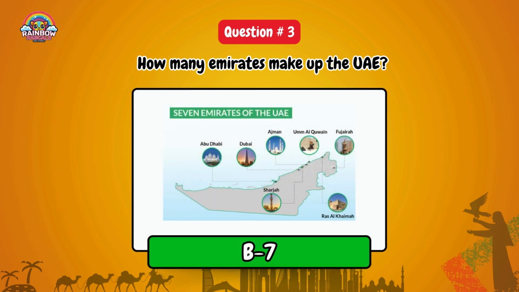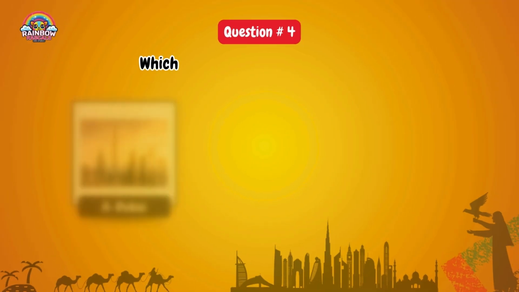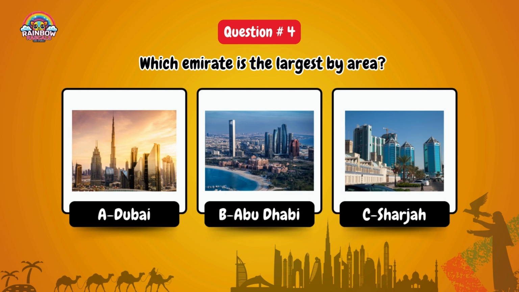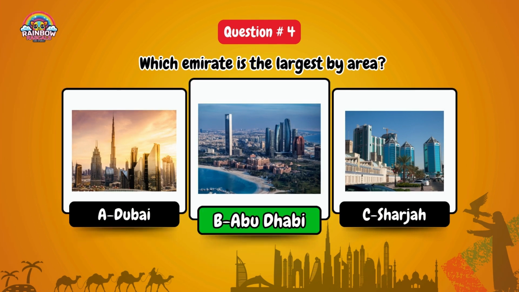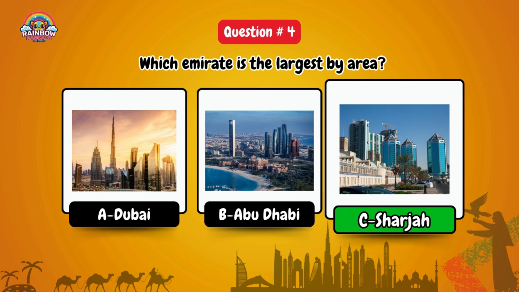The correct answer is, the UAE is made up of 7 emirates. Yay! Which emirate is the largest by area? Options: A. Dubai, B. Abu Dhabi, C. Sharjah.